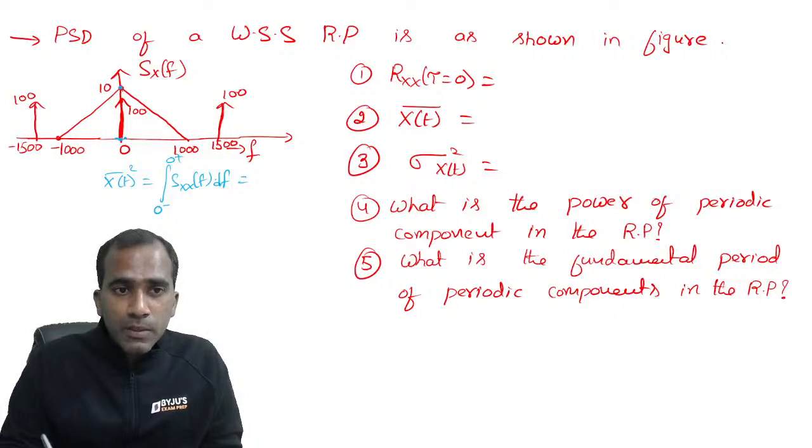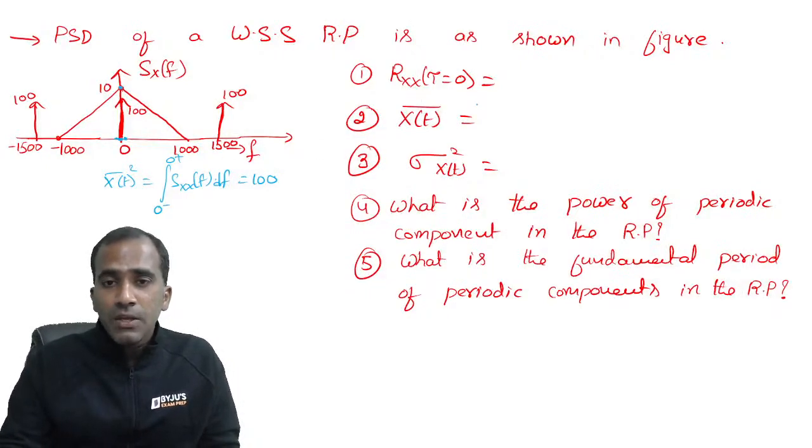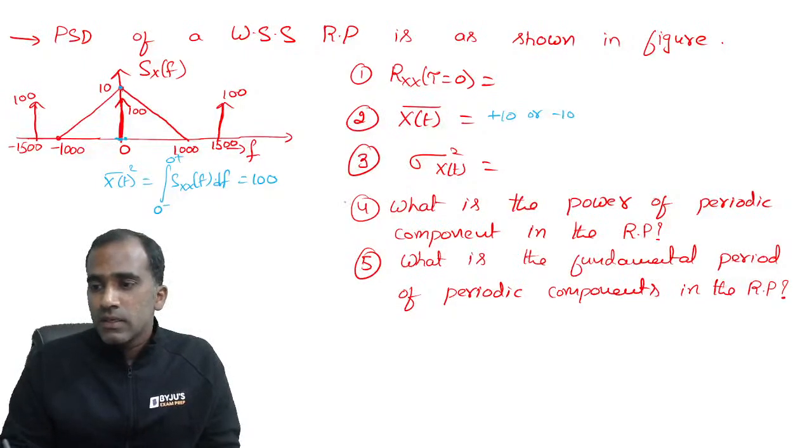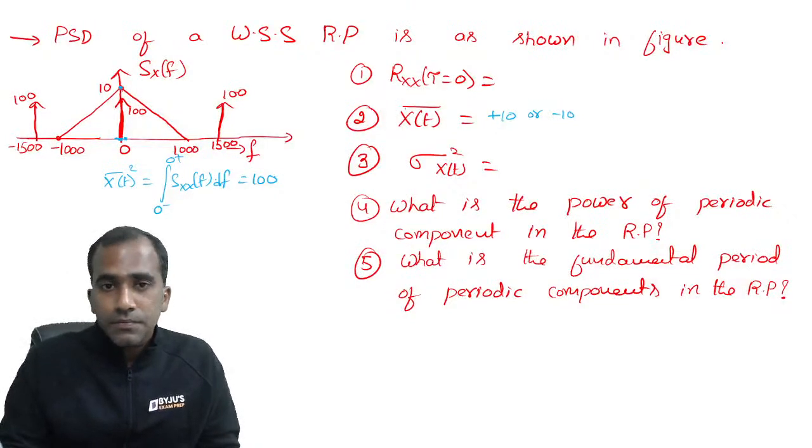And how much is that? From 0 minus to 0 plus, if you integrate, because of this 10 you are not getting a non-zero value. Whatever is beside the impulse will give you the area of the impulse, which is 100. So DC power is 100. So DC value, should it be plus 10 or minus 10? It can be plus 10 or minus 10. Minus 10 is also perfectly fine. Okay, good. Very good, Deepak.